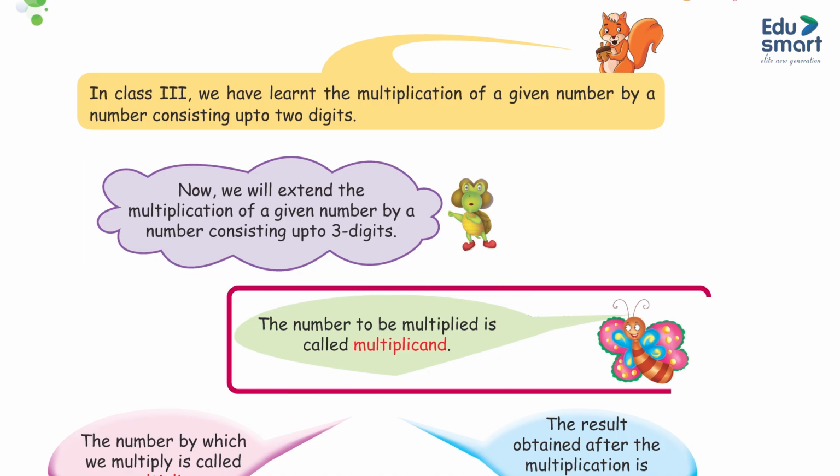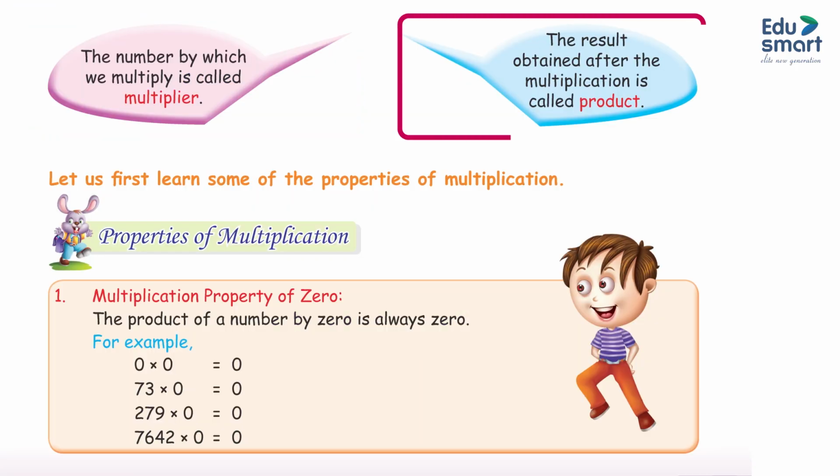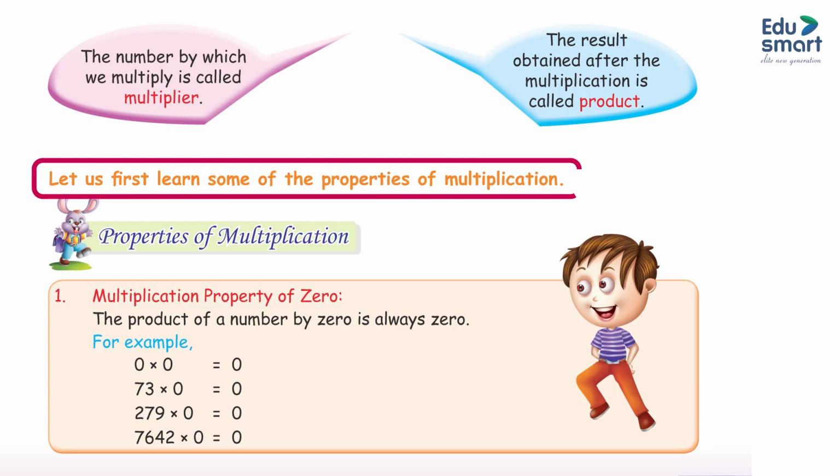The number to be multiplied is called multiplicand. The number by which we multiply is called multiplier. The result obtained after the multiplication is called product. Let us first learn some of the properties of multiplication.